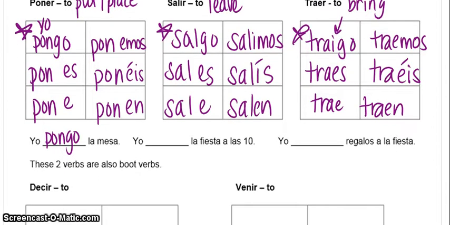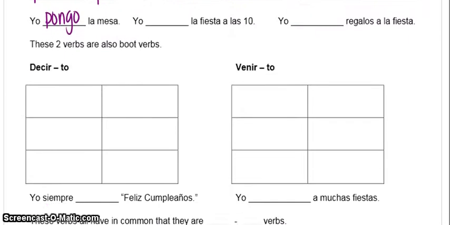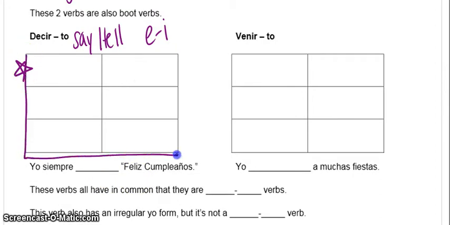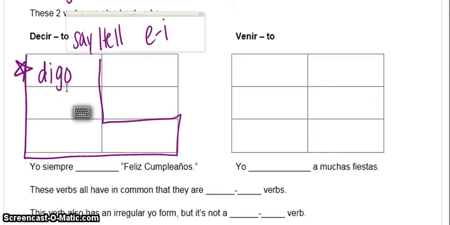Fabuloso. We have three more that are irregular. They're also boot verbs and they're irregular in the yo form. So they're going to change from E to I, the verb decir, which is to say or to tell, as in I tell secrets, or I always say happy birthday. And it's a boot, but it's also a yo-go. So in the yo form, digo, D-I-G-O. Then you actually hang on to the I. It's a regular IR verb.